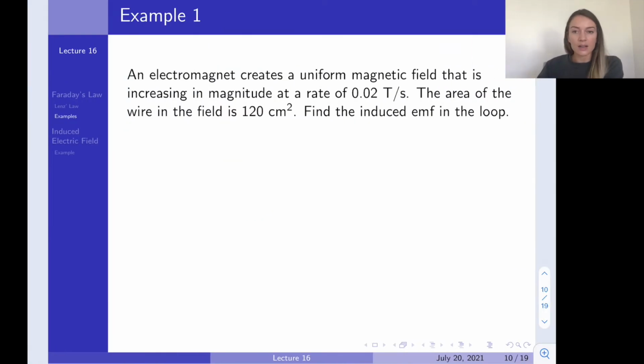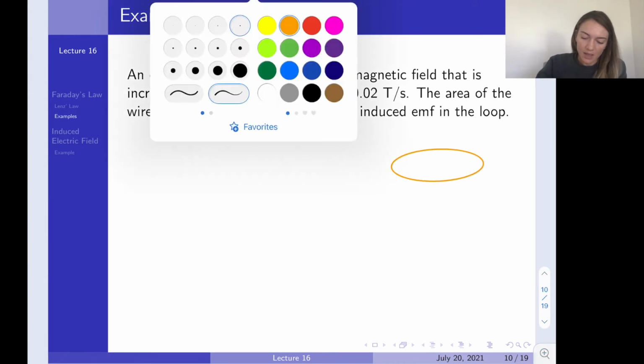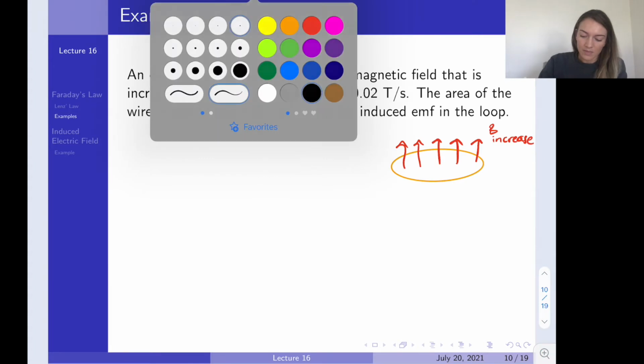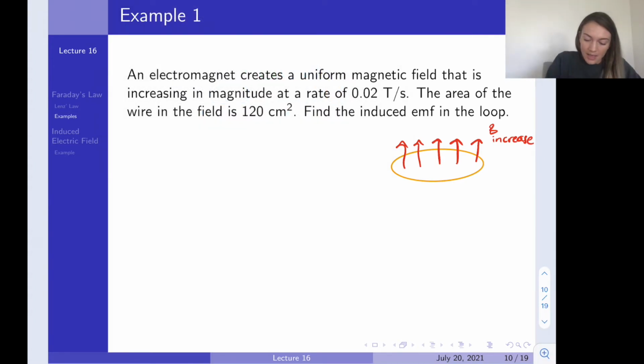All right, so let's do a simple example with this. So we have an electromagnet creates a uniform magnetic field that is increasing in magnitude at a rate of 0.02 Tesla per second. The area of the wire in the field is 120 centimeters squared. Find the induced EMF of the loop. Okay, so let's draw a little picture. So we have a wire here, and we have a magnetic field that is increasing. So we have some uniform magnetic field here, and B is increasing. And we want to find the EMF in the loop.